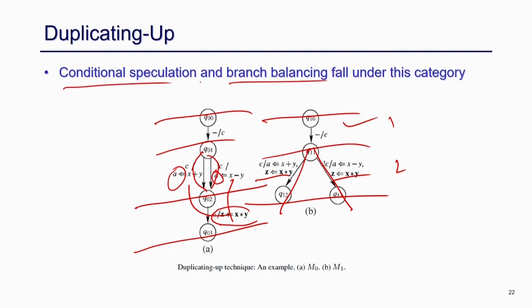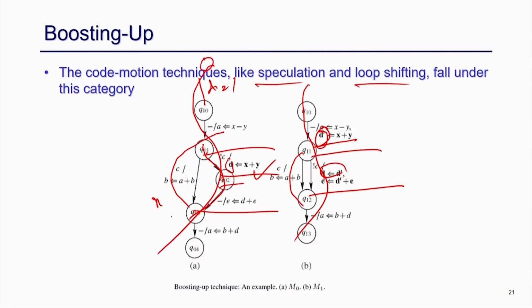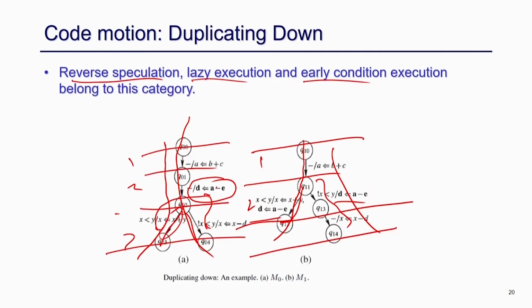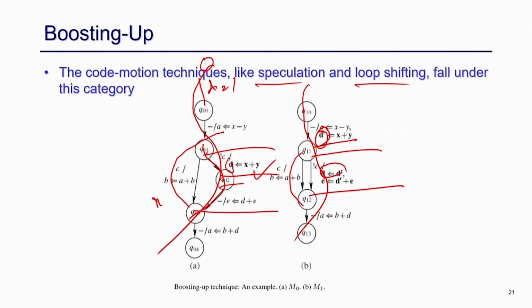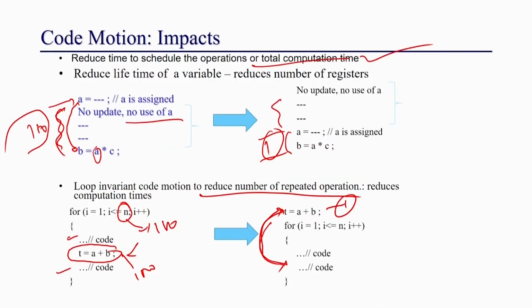So, there are a lot of specific types of this code motion. I am not going into the detail of each of them, because this can be a whole new topic, the different kinds of code motions, and there is a lot of work going on. They are showing the impact of, say, conditional speculation or branch balancing in generated hardware through high level synthesis, or speculation, loop shifting, early condition execution, reverse speculation. So, those are specific types of code motions, and there are a lot of studies happening on that. Those interested, you can search for that kind of work, right.